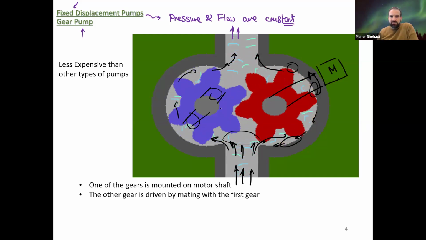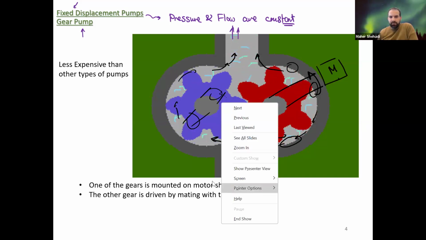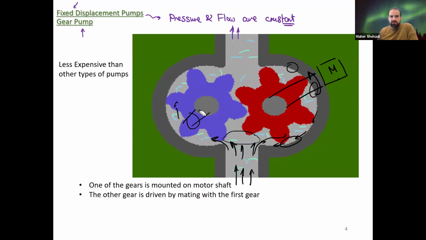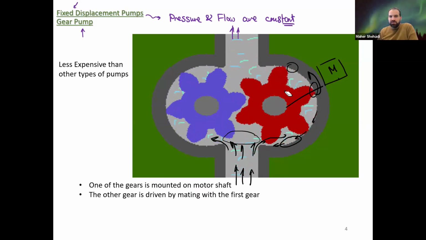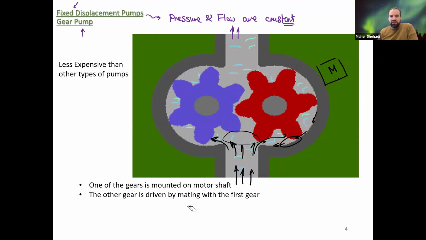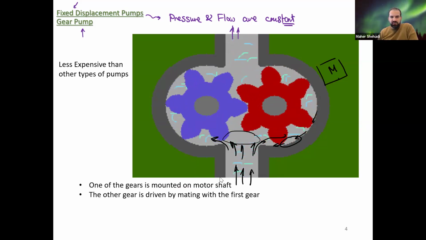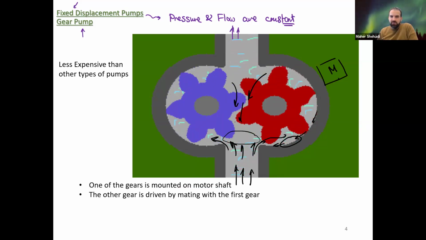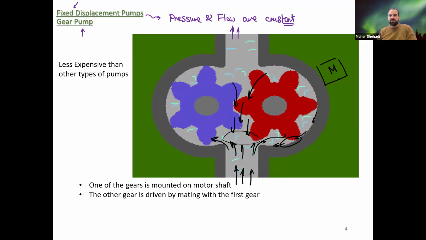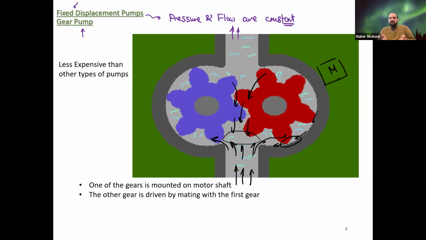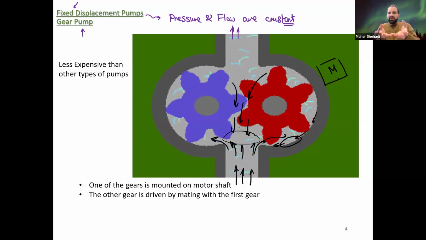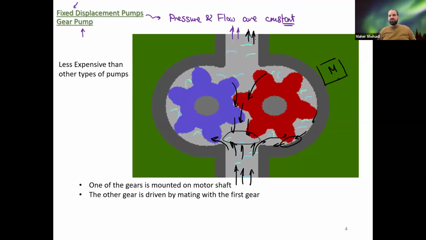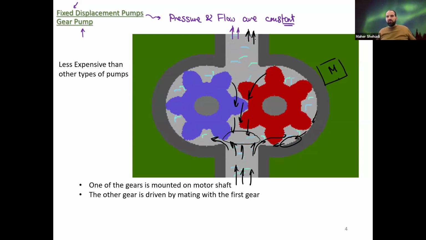Also, if you notice here, we have too many arrows now. When it reaches the output, the gears actually go back. So some fluid will be drawn back. So not all the fluid, let's say we have 5 gallons per minute coming in. We're not going to deliver 5 gallons per minute out. We'll be delivering, let's say, 4.5.